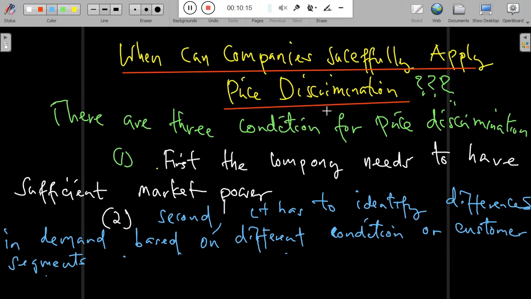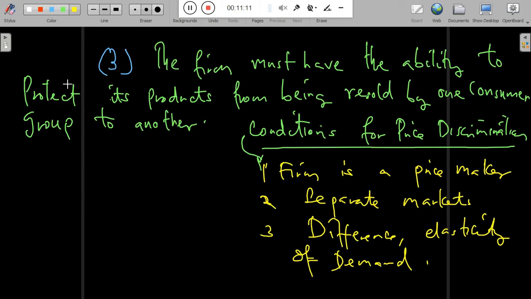Let's ask ourselves, when can companies successfully apply price discrimination? There are three conditions under which a company can successfully apply it. The first is that the company needs to have sufficient market power. Second, the company should identify differences in demand based on different conditions or customer segments. So these two conditions must be adhered to by the company.